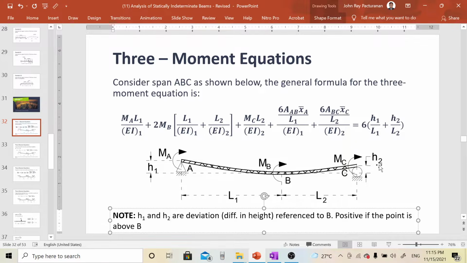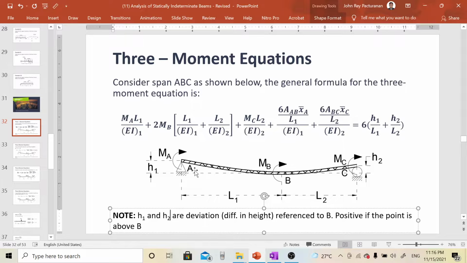Okay? But of course, again, in the analysis of continuous beams, hindi naman natin masyadong gagamitin itong general formula na to. Because, of course, in the analysis of continuous beams, mas simple siya compared to the general. For instance, most likely, yung tatlong points will be leveled. Okay, so kung leveled sila, ibig sabihin, H1 is 0, H2 is 0. So therefore, the right side of the equation will be 0.